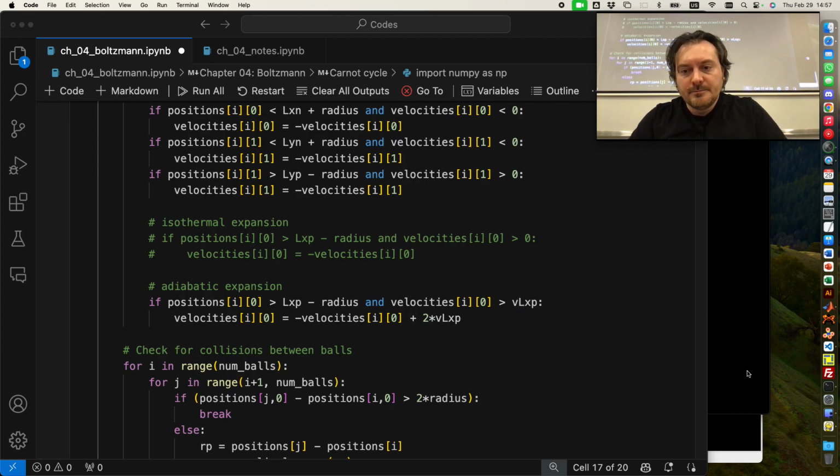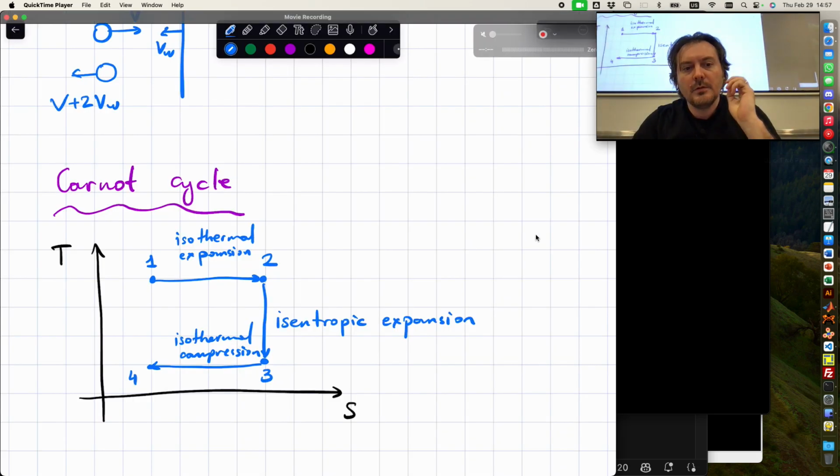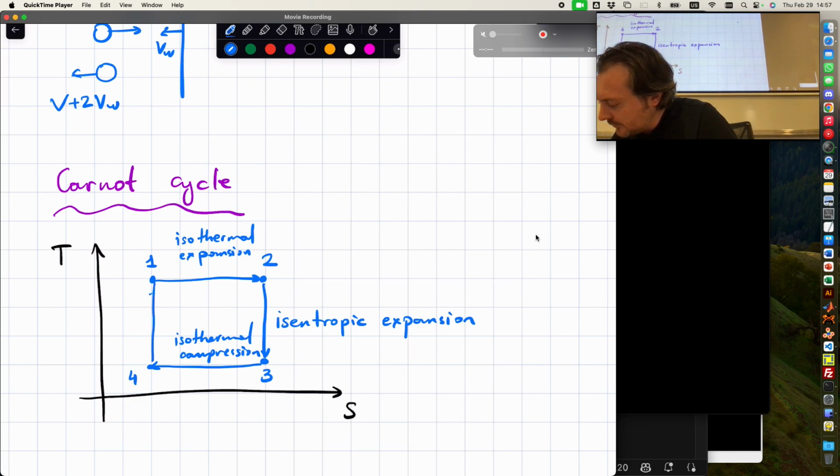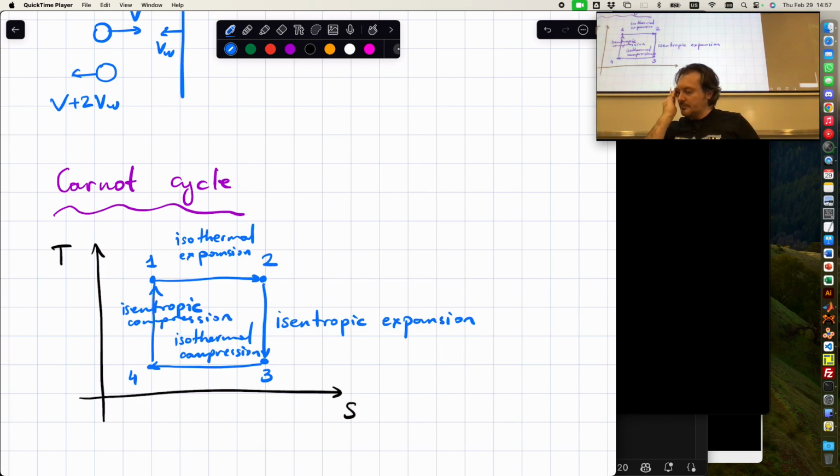And finally, isentropic compression. Again, the same thing, but this time we are taking the energy out of the system. No? What are we doing here? Isentropic compression. Heat it up, right? Okay.